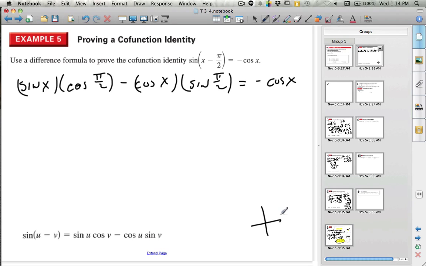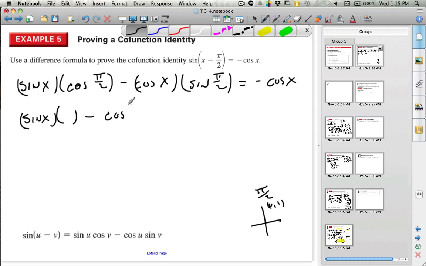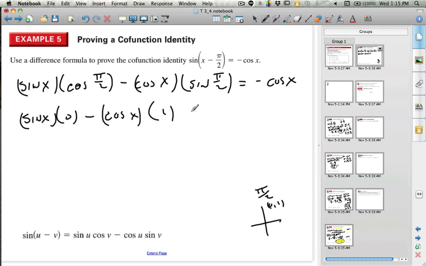So go back to the unit circle. In the unit circle, pi over 2 is right here, and this is 0, 1. So we'll have sine of x times, I'm sorry, my mistake. This was times the cosine of pi over 2. Cosine is 0. My mistake, 0. Minus the cosine of x times the sine of pi over 2, which is 1.